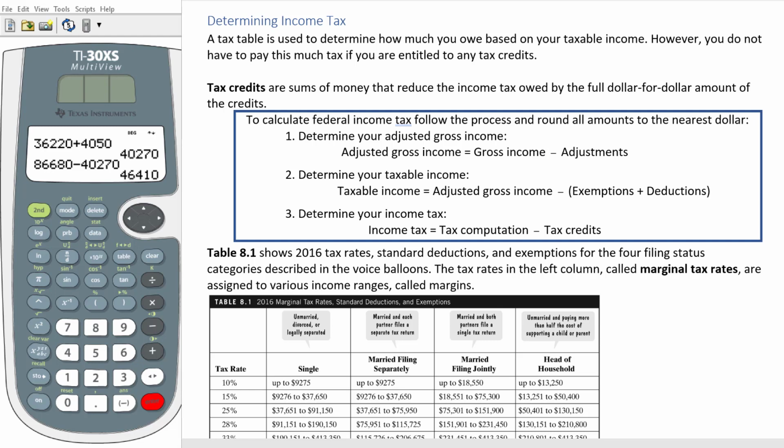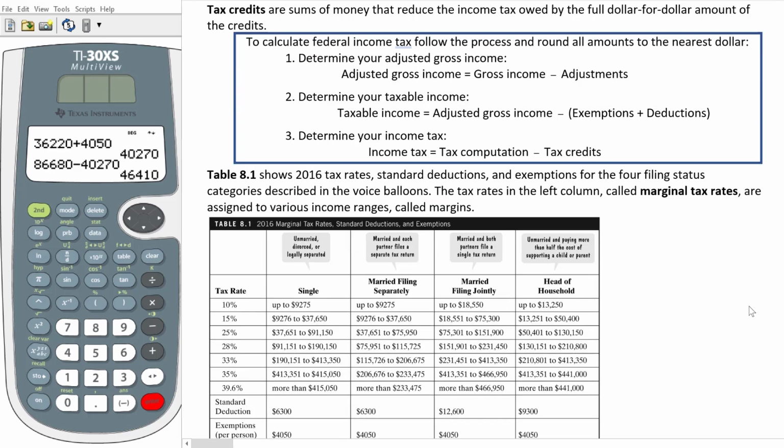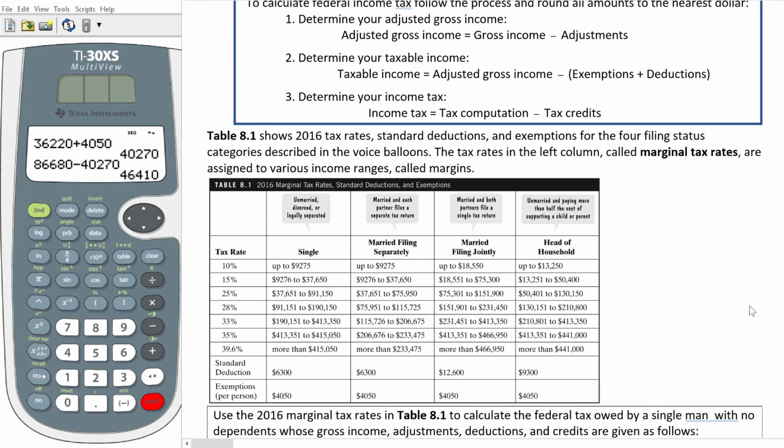So the third step is determine your income tax. So we are going to get the income tax by finding the tax computation and then subtracting any tax credits after that. Now, this table shows the 2016 tax rates, standard deductions, and exemptions for the 4 filing status categories below. The tax rates in the left column, called marginal tax rates, are assigned to various income ranges called margins.